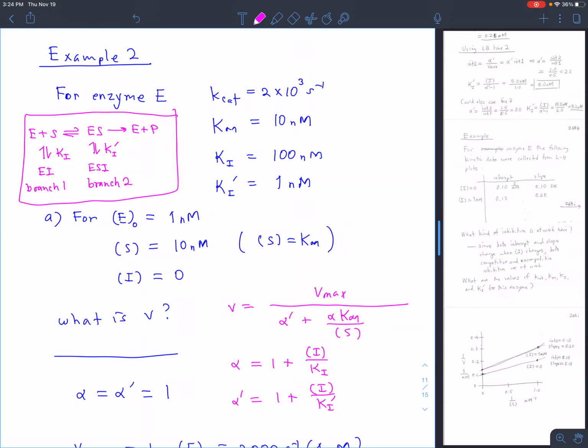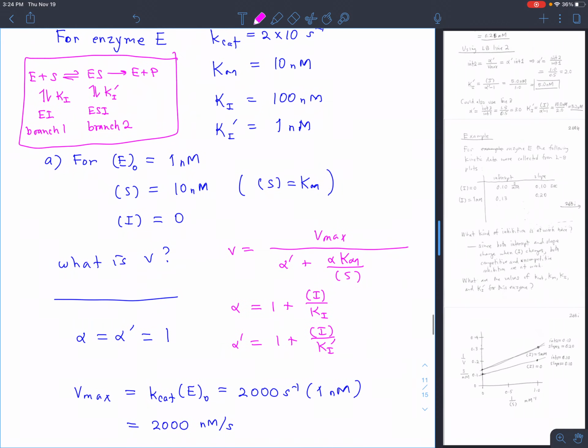All right, so let's pick some values. Let's suppose, first of all, that the total enzyme concentration in solution is 1 nanomolar. We only need that in order to calculate Vmax down here. Otherwise, it doesn't even appear. So that will always be the same in all the little sub-examples that we'll go through next.